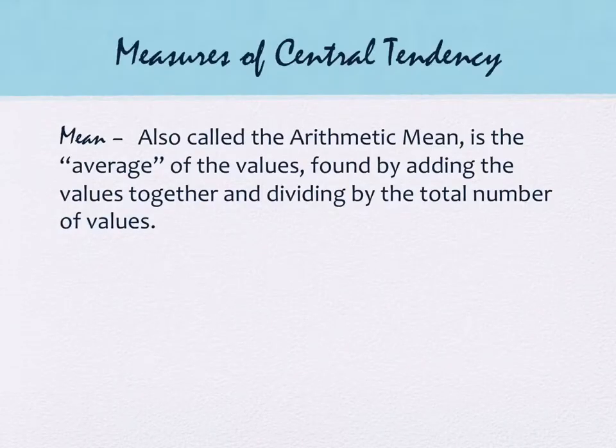And the first one is one that you're very familiar with. You may or may not be thinking of it always with this word, but it's called the mean. The mean, also called the arithmetic mean, is the average of the values found by adding the values together and dividing by the total number of values.